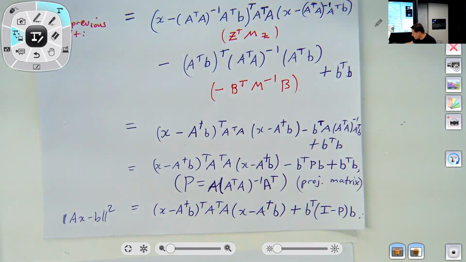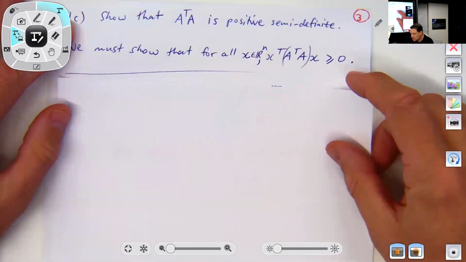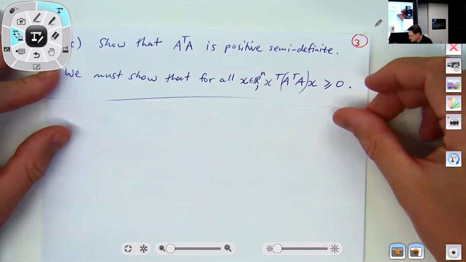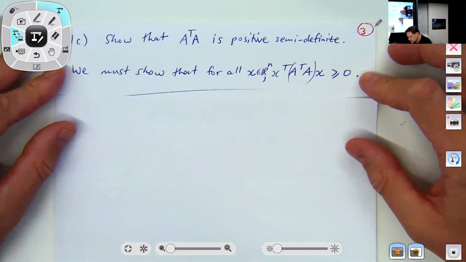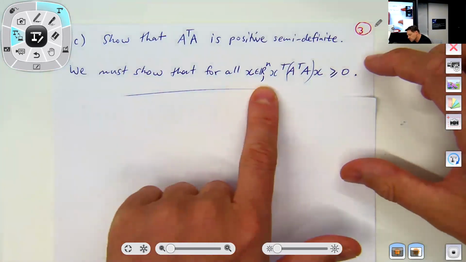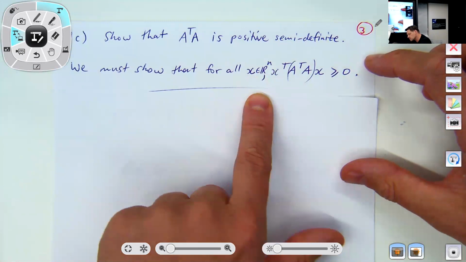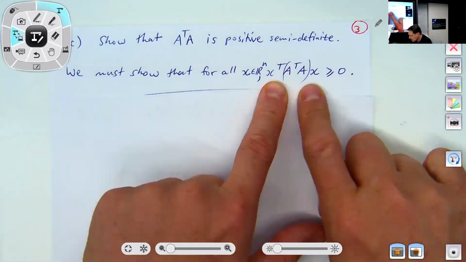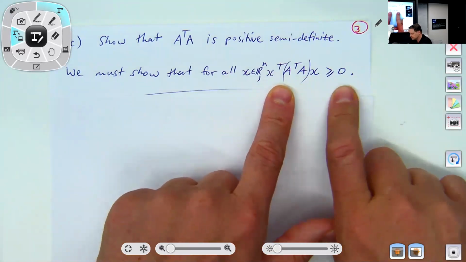Now, continuing on, we've got another problem. So we'll put this aside for now. Have a look at the next one, which is to show that A transpose A is positive semi-definite. And so this one is rather simple. Basically, we use the definition of positive semi-definite, which is to, well, we must show that for all X that are column vectors with real entries, X transpose A transpose A times X is greater or equal to 0.